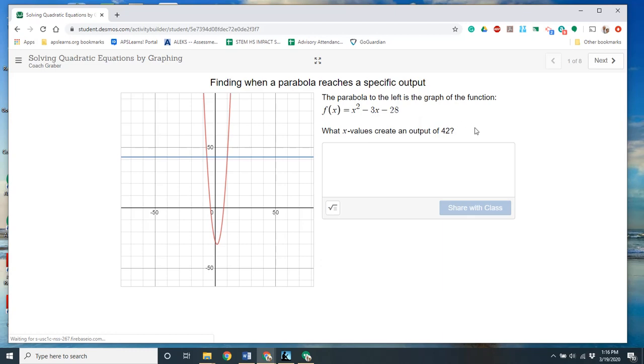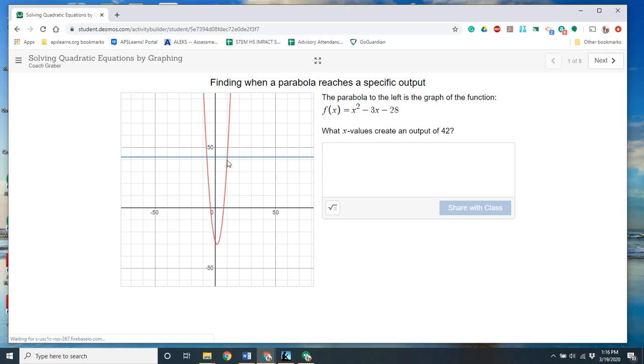So on this first screen, we have a graph of the function x squared minus 3x minus 28. And the question is, what x values create an output of 42? So looking at this graph, I know that because 5 boxes is 50, each box is 10. So I know 42 is somewhere around this blue line.